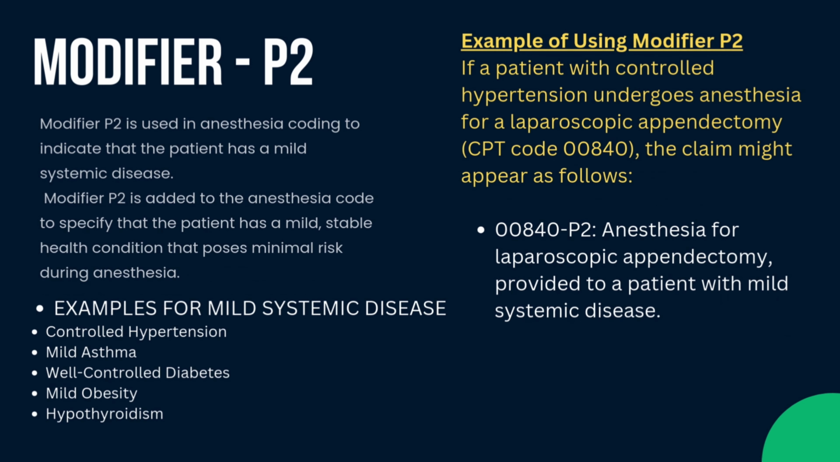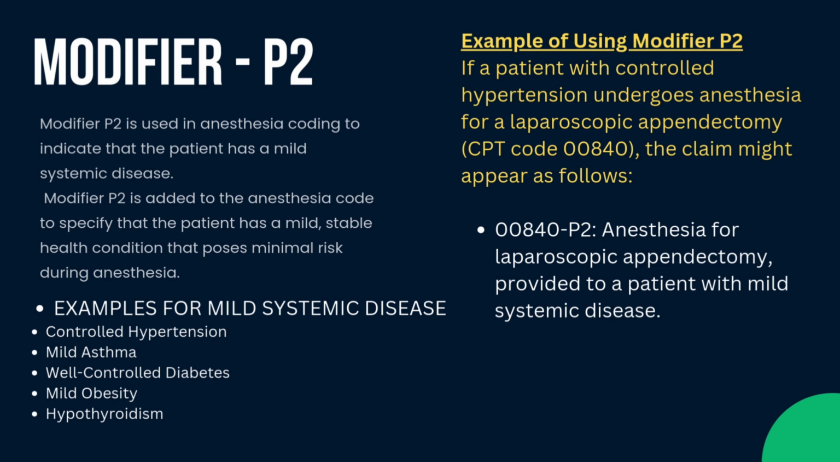Next is modifier P2. Modifier P2 indicates anesthesia is given for a patient having mild systemic disease. Mild systemic disease examples are controlled hypertension, mild asthma, controlled diabetes, mild obesity, hypothyroidism. These are the conditions. The example is also given here.